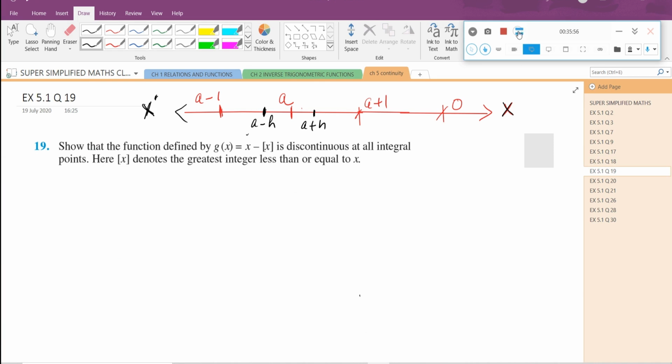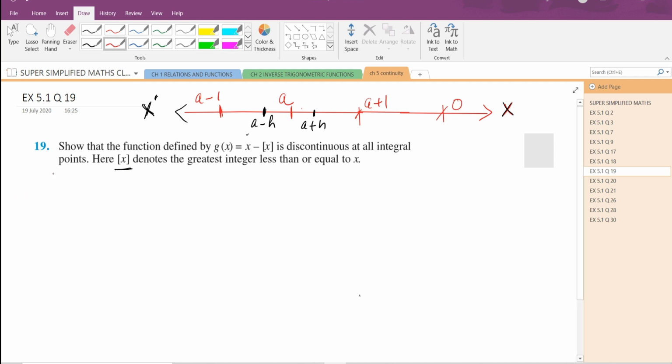Now students, we move to the next question, question number 19. It says, show that the function g(x) equal to x minus greatest integer function of x. You have to show that this function is discontinuous at all integral points, and this denotes the greatest integer less than or equal to x, or this is the greatest integer function.